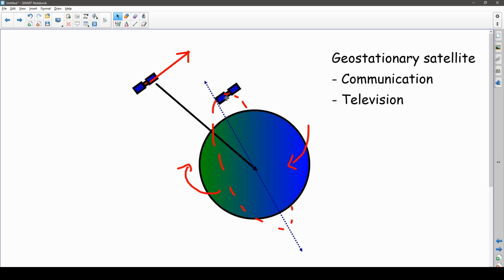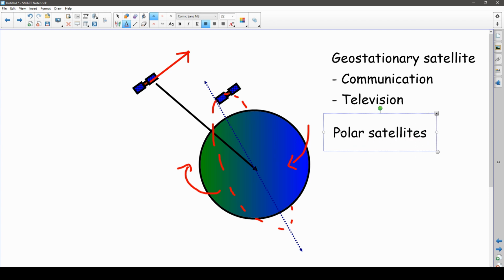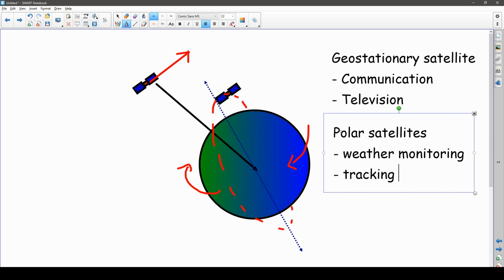This is useful for things like weather monitoring. So these are called polar satellites. They're useful for weather monitoring, and for tracking land masses. So things like we're watching how the polar ice caps are receding and stuff like that. We can weather monitor that.